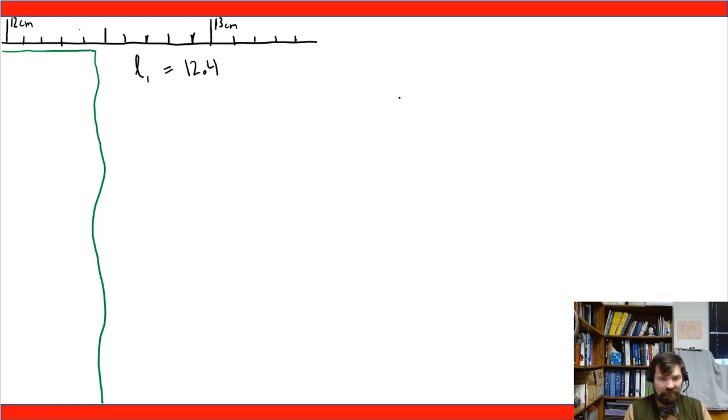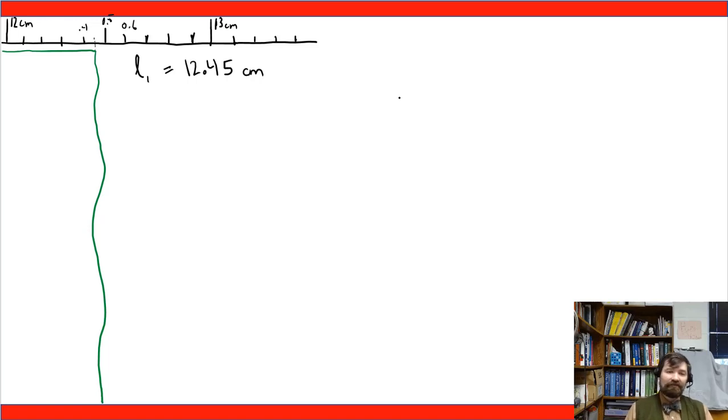This is the 0.4 mark. This would be 0.5. This would be 0.6 for what it's worth. And I can kind of look on here and estimate where this edge is lining up between these. And so maybe I say that this is 12.45 centimeters. Now I notice that it's kind of wiggly, it's kind of easy to deform and all that.